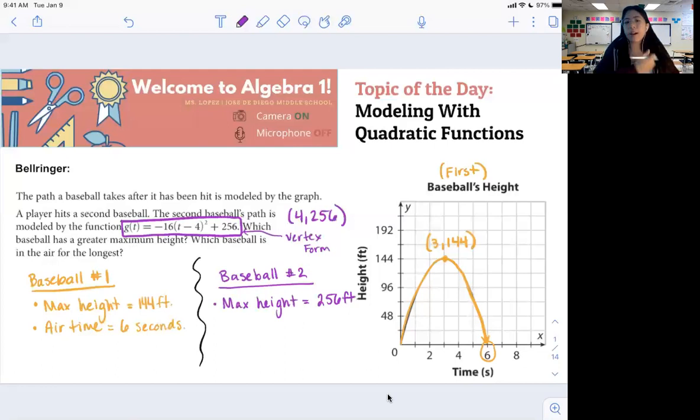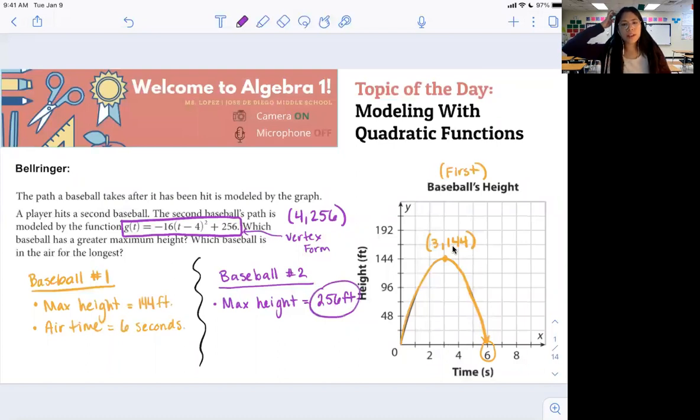I would expect everybody to know how to do the first part. That's why I said most of you can probably get half of this question correct. So does anyone have any questions on how to get the maximum height and how to compare them? Any questions? Okay, so yes, baseball 2 overall is much higher than baseball 1.